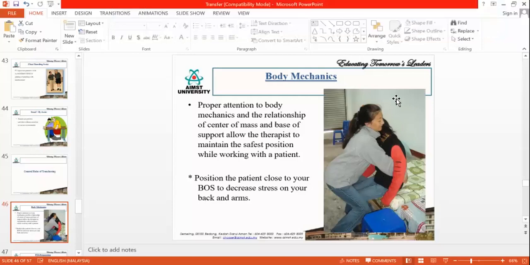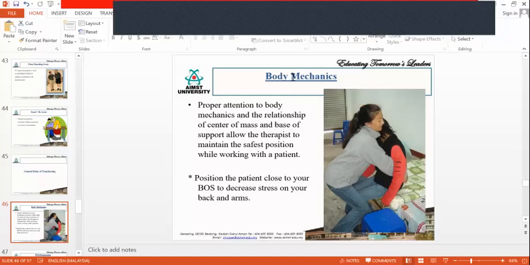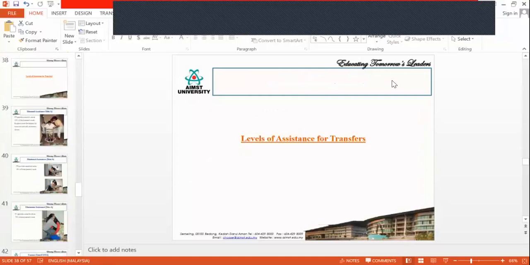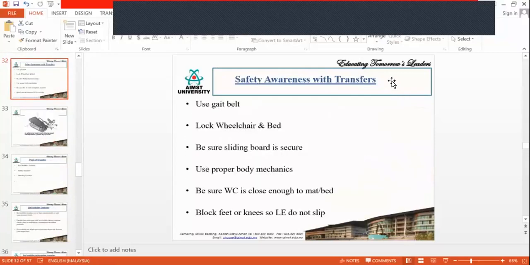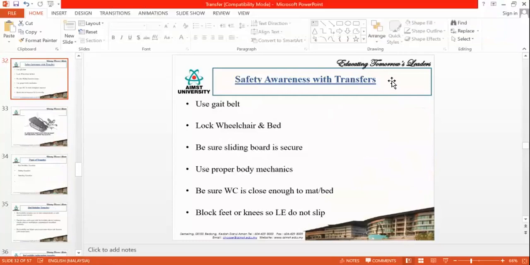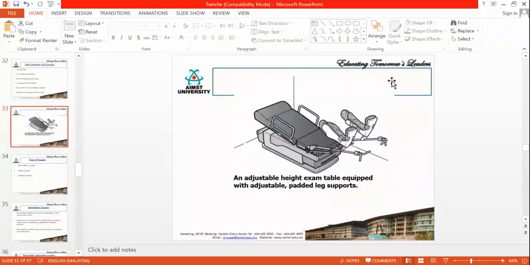So this is the proper body mechanism. Make sure that the patient is inside your base of support. Make sure that you lift the patient with flexed knee, so that when you extend the knee, automatically the patient will be lifted upwards. This is your body mechanism. If you follow all these safety awareness, then you will be able to shift the patient properly, and not only that, you will be able to transfer the patient in a safer manner, and you will not get hurt in your body, and you will be able to work for a longer time.